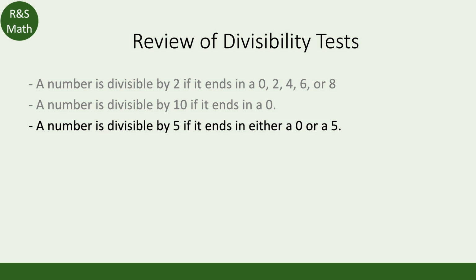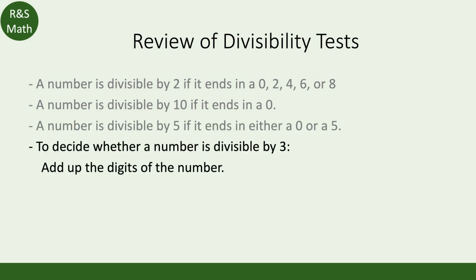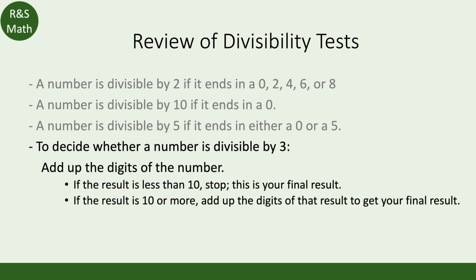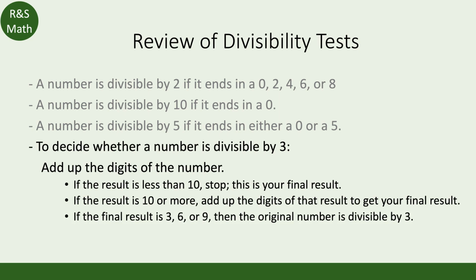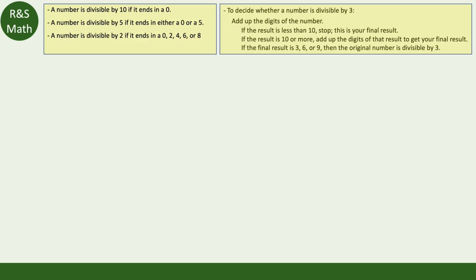To decide whether a number is divisible by 3, add up the digits of the number. If the result is less than 10, stop. This is your final result. If the result is 10 or more, add up the digits of that result to get your final result. If the final result is 3, 6, or 9, then the original number is divisible by 3. You will notice that the divisibility test for 3 is a bit more complex than the divisibility tests for 2, 5, and 10. When using divisibility tests to simplify fractions, the process will go more quickly if you apply the tests in this order: 10, 5, 2, 3.